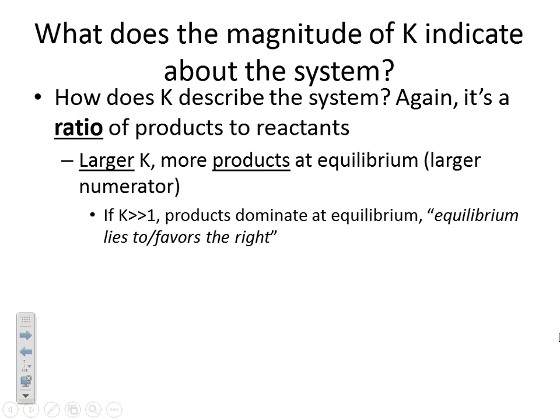Products are always written on the right-hand side. Even if you consider a reverse reaction, the stuff that's on the right-hand side of the arrow, that's always the products, regardless of the direction you're going. You always say the reactants are on the left, products are on the right.